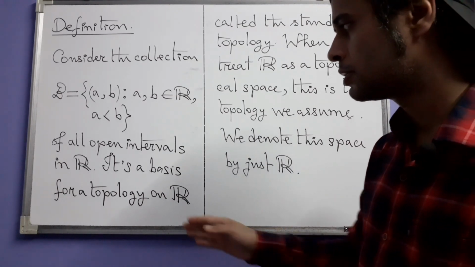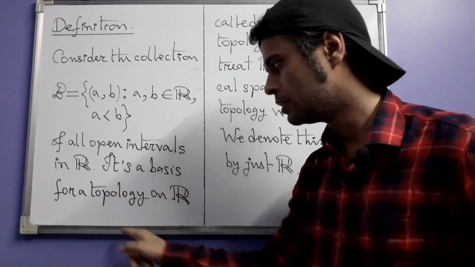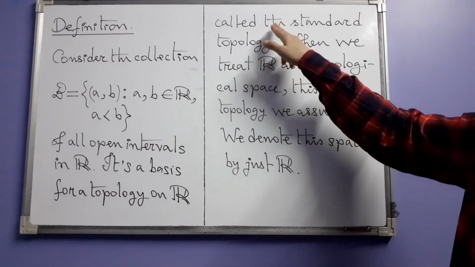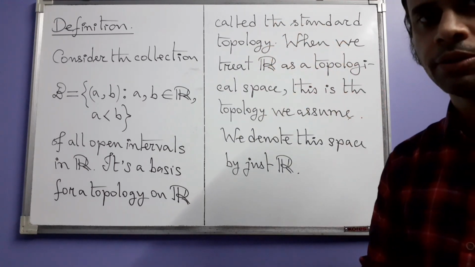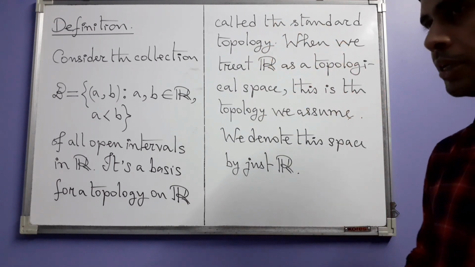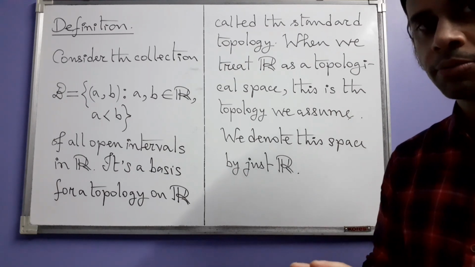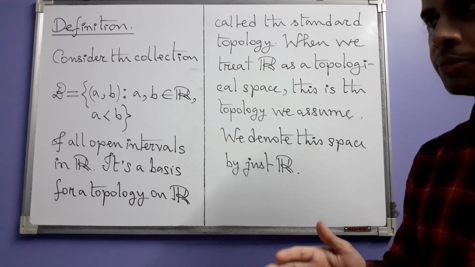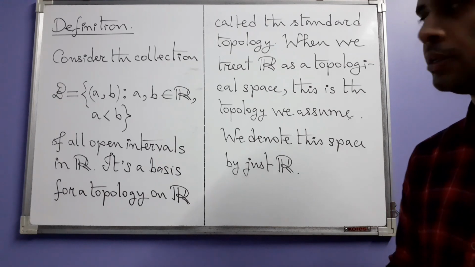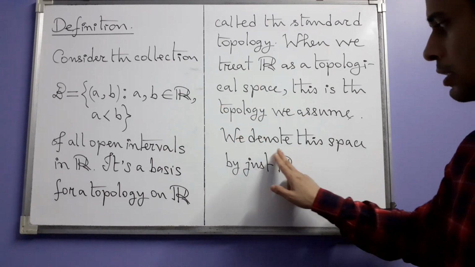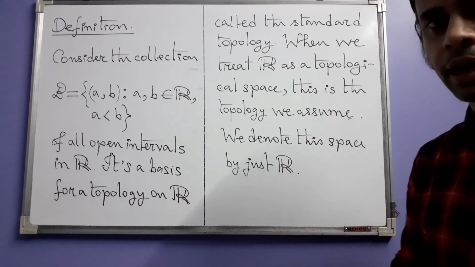It turns out that this collection is a basis for some topology on R, and this topology we will call the standard topology on R. And whenever we treat R as a topological space, without saying anything about the topology, you should assume that in the background, this is the topology that we have, the one generated by this basis. And we denote the space by simply the symbol R.